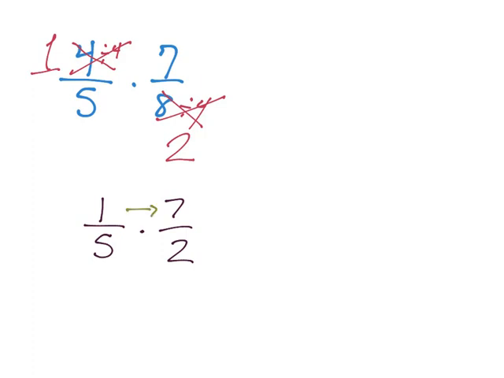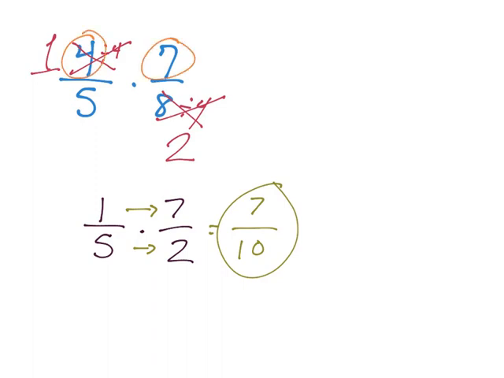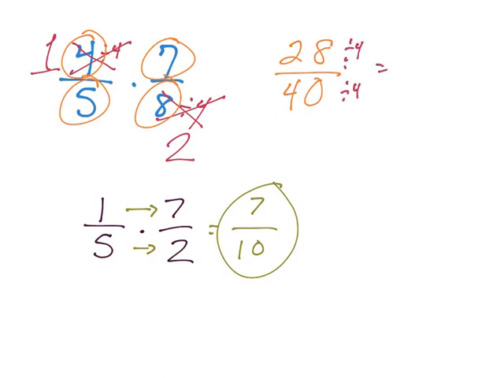Now when I multiply straight across, 1 times 7 is 7, 5 times 2 is 10. Now let's back up and look at our initial problem. 4 times 7 is 28, 5 times 8 is 40. Both of these are divisible by 4. 28 divided by 4 is 7, 40 divided by 4 is 10, and notice the answer is the same. So whether you reduce before you multiply or after, it doesn't matter. It just sometimes is easier at the beginning because your numbers tend to be a little smaller.